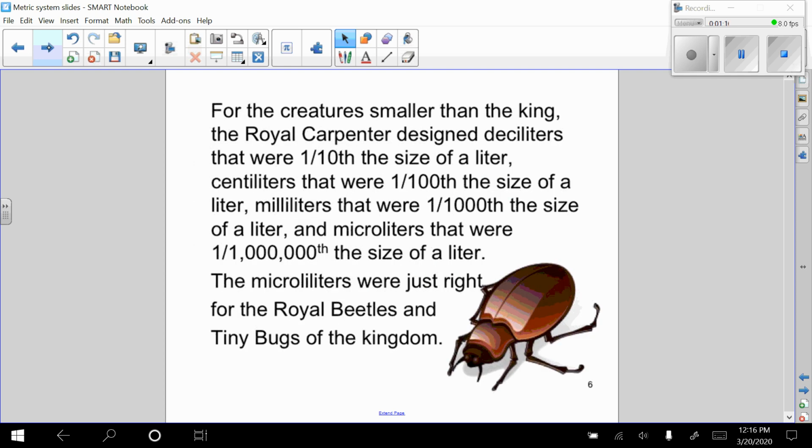For the creatures smaller than the king, the royal carpenter designed deciliters, which were 1/10 the size of a liter, centiliters, which were 1/100th the size of a liter, milliliters, which were 1/1000th the size of a liter, and microliters that were 1/1,000,000th the size of a liter. The microliters were just the right size for the royal beagles and tiny bugs of the kingdom.